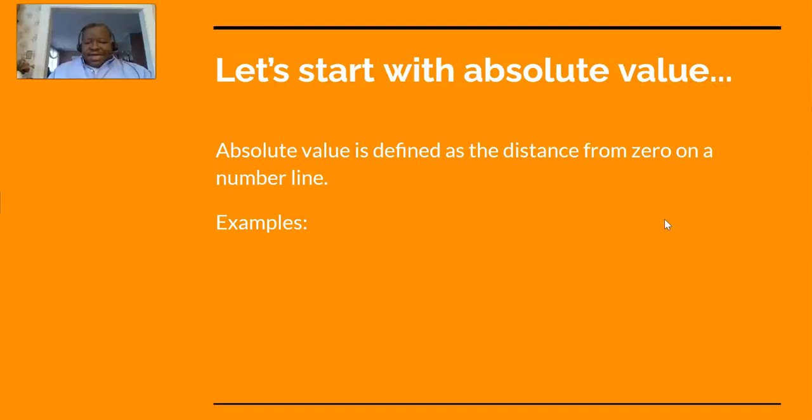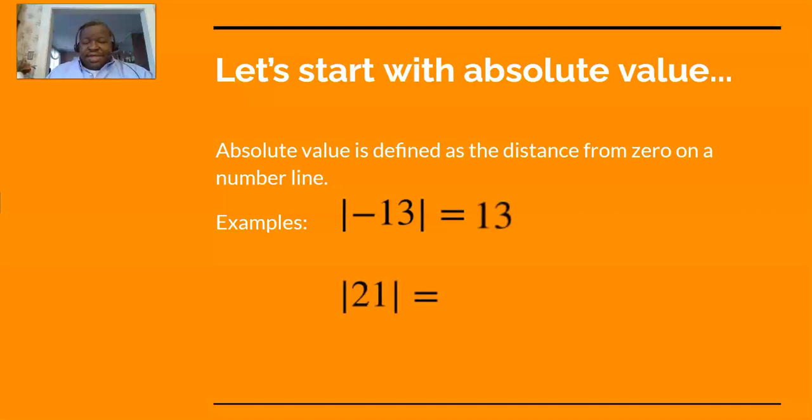Absolute value is defined as the distance from 0 on a number line. Let's look at some examples. First off, the absolute value of negative 13 is going to be 13 spaces from 0, so that answer is 13. Likewise, the absolute value of 21 is just 21. So absolute value, because it is a distance, is always positive.